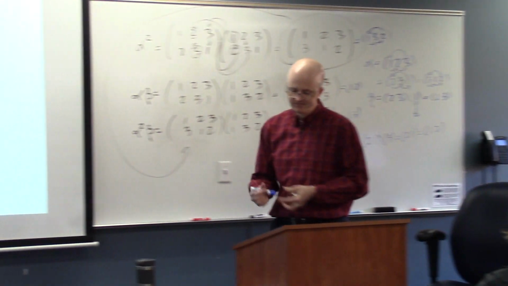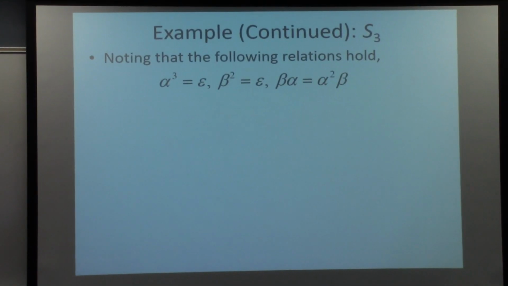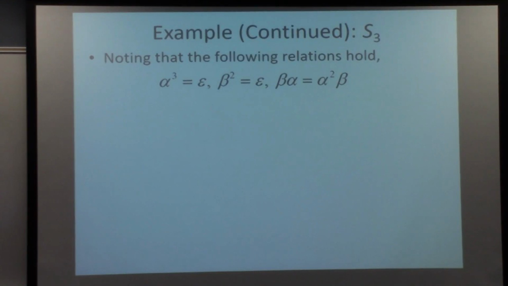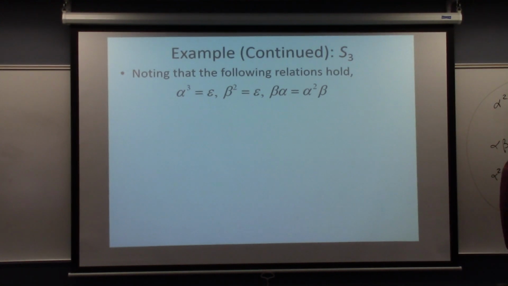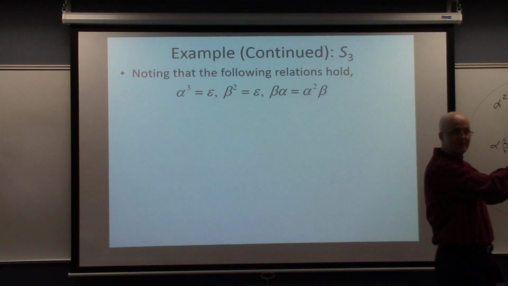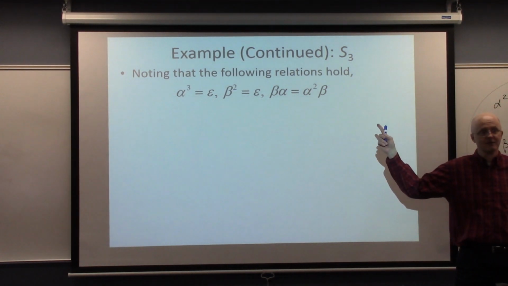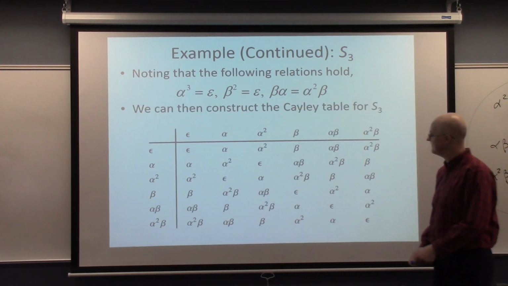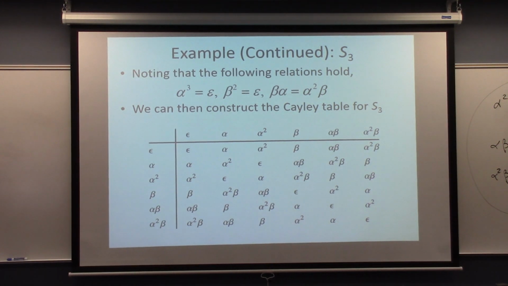Continuing with this example, these equations, these relations that hold for the alpha and beta, can help you do computations in the group without having to bother thinking about the cycles or the arrays. Once you know these things are true, we can form a Cayley table for it, and it looks like that. You don't have to write that down, but let's check a few things in it.